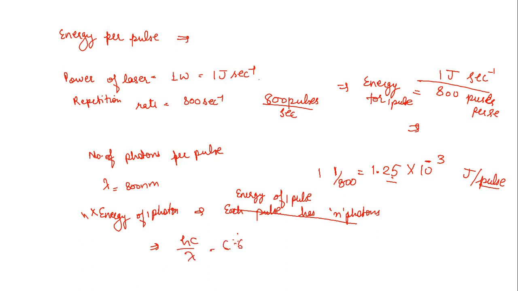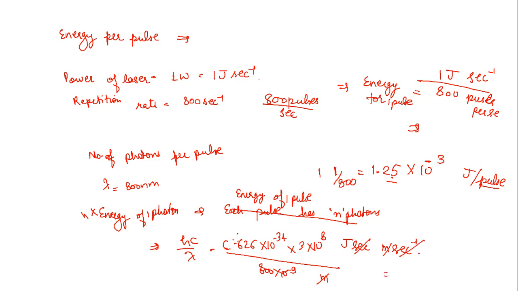Therefore, it will be 6.626 into 10 to the power minus 34 into 3 into 10 to the power 8. Now, the units I am using are joule second and meter per second. And what is the wavelength of this? This is 800 into 10 to the power minus 9, that is in meters. So meter to meter will be cancelled, second inverse to second will be cancelled. Now we are going to solve what is the total answer for this.